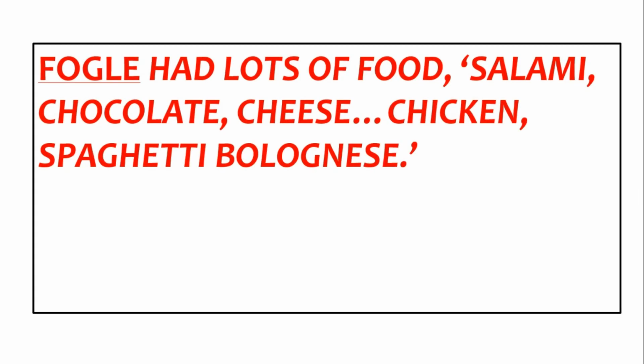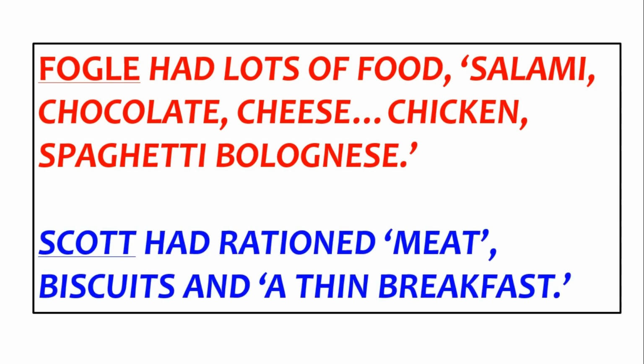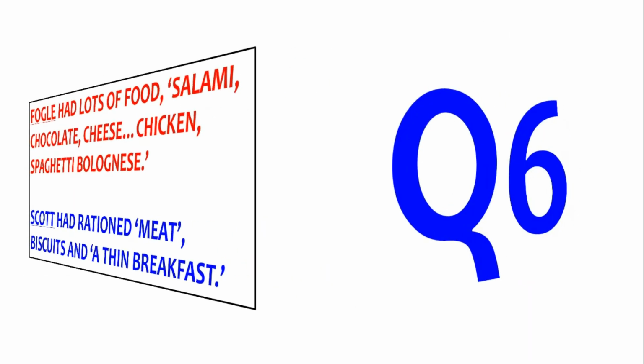So for example, Fogel had lots of food: salami, chocolate, cheese, chicken, spaghetti bolognese. Scott had ration meat, biscuit and a thin breakfast. That is it. That's all you have to do in this question. All it is testing is that you can find information in both texts. You don't have to do any PEEs. You don't have to say what the writer is suggesting. It's 4 marks, so find 5 or 6 quotes and just put them into a sentence like this.